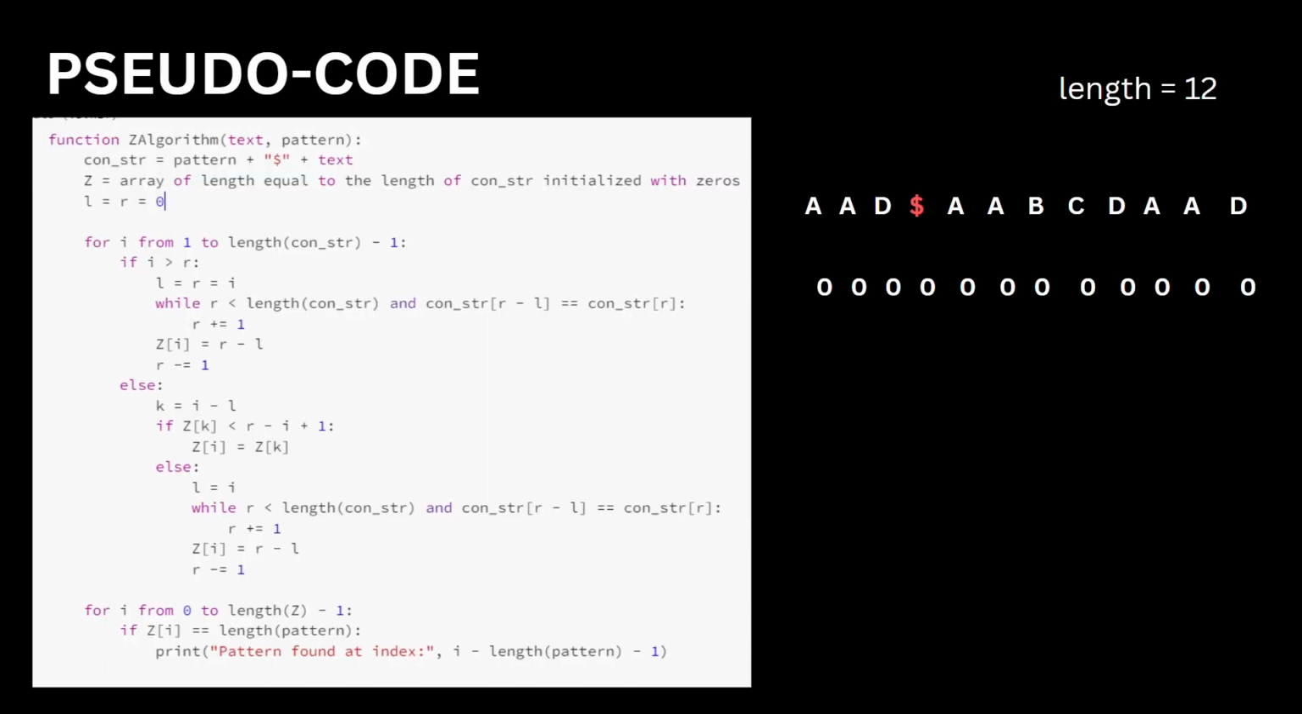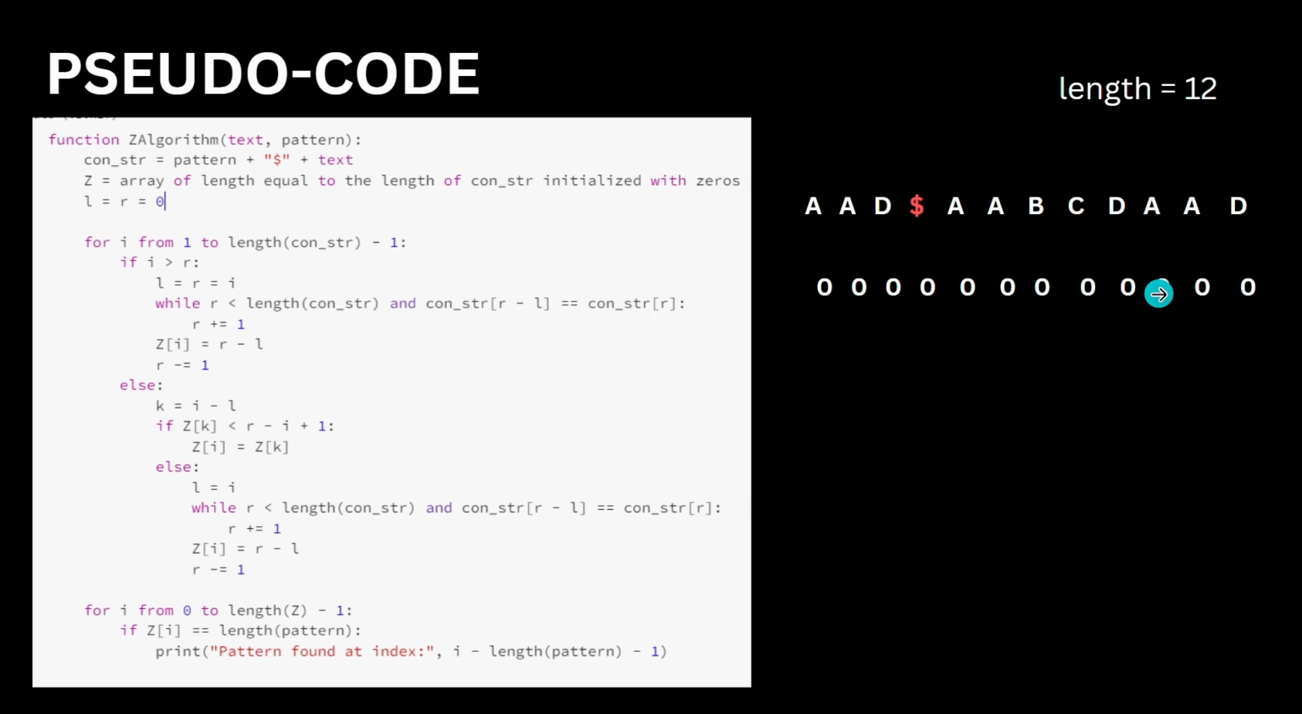Now let's take a look at the pseudocode. The function Z algorithm is declared. Text and pattern are used as parameters. The concatenated string is the pattern plus dollar symbol plus text, and Z is an array of the length of the concatenated string. Let's take a look at this example. As you can see, the dollar symbol is used to connect the pattern and the text. Now initialize the array with zeros.